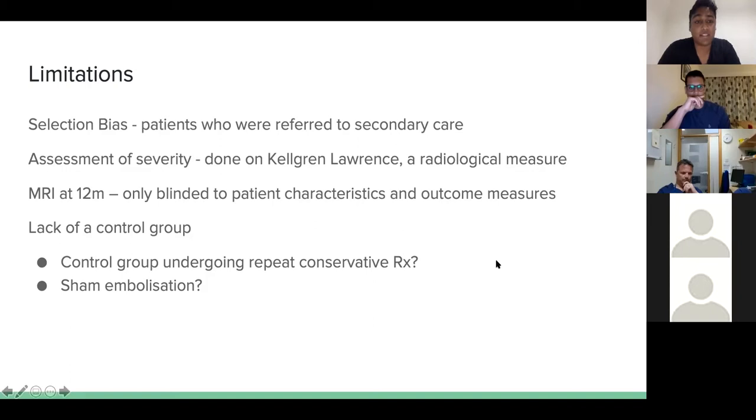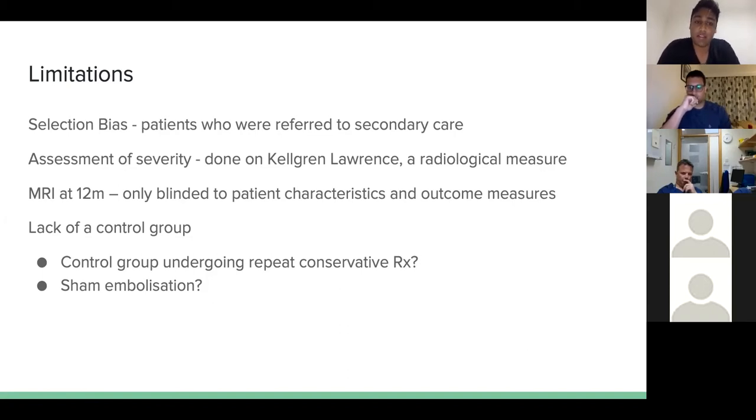In terms of the assessment of severity of osteoarthritis, the Kellgren-Lawrence scale is a radiological measure, whereas clinically we would do it based on symptoms. So there's a bit of a discrepancy there, although Kellgren-Lawrence is a scale that has been used for a very long time. Then the MRI at 12 months. The paper says that the radiologists were blinded to the patient characteristics and outcome measures. It doesn't specifically say that they would not know that this was a post-GAE scan, and so there was a potential for introduction of bias at that point.